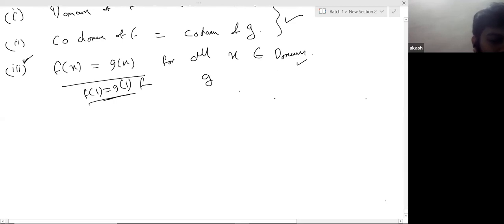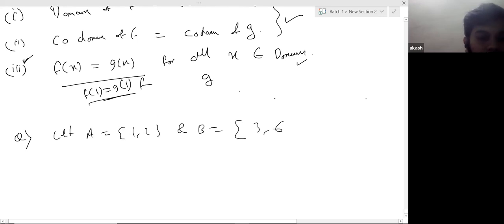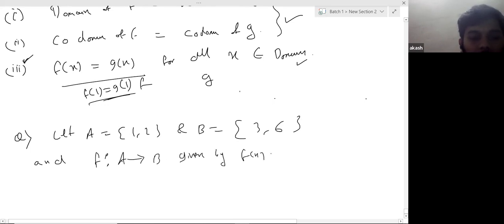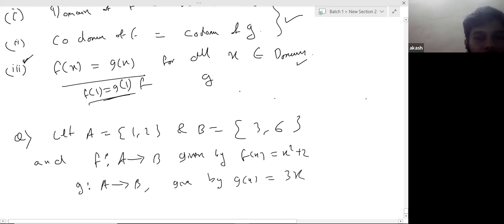Let's try a question. Let A equals {1, 2} and B equals {3, 6}, and f is a function from A to B given by f of x equals x square plus 2, and g is a function from A to B given by g of x equals 3x.